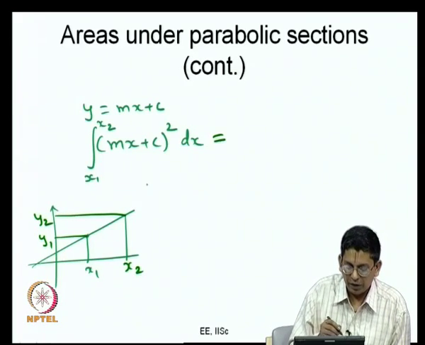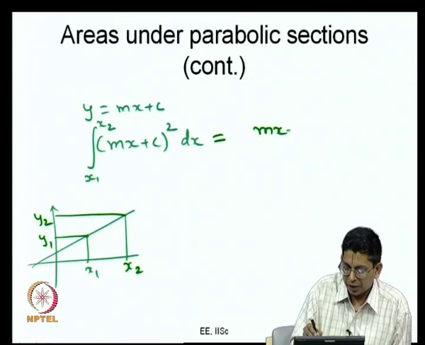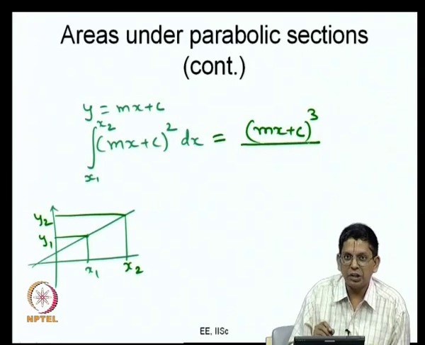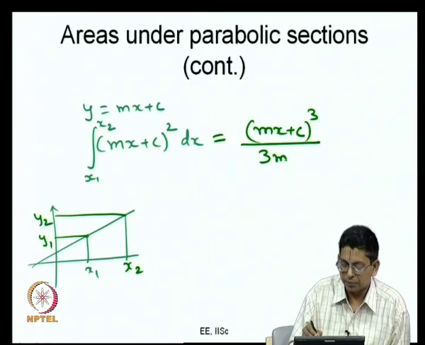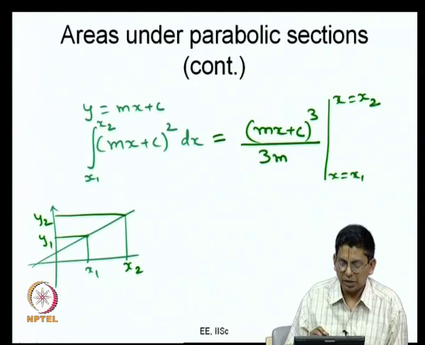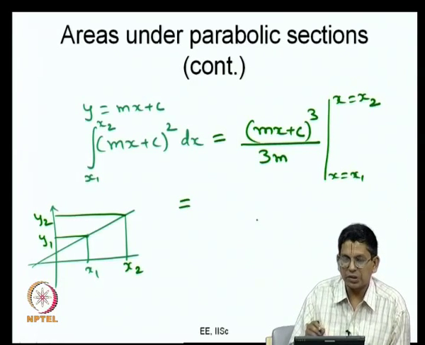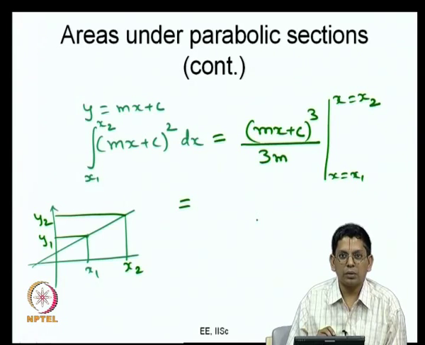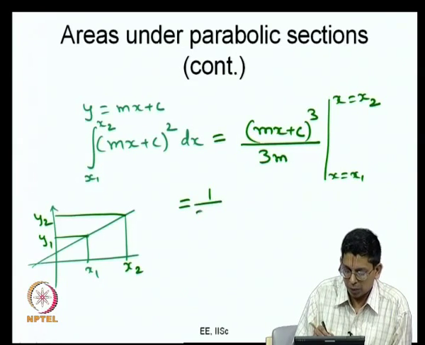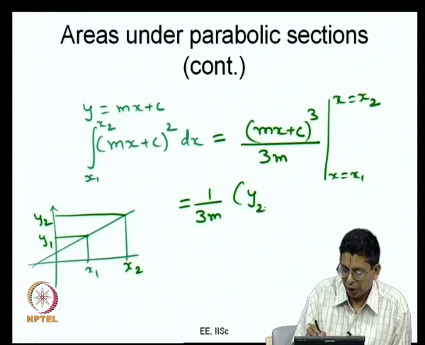So, what do I get here? If I integrate this function, mx plus c is the equation of the straight line that I have squared. So integrating this, it is going to be mx plus c the whole cube divided by 3m, evaluated in the interval x equal to x1 and x equal to x2. What is mx plus c? At x equal to x1 it is y1, and the other one is y2. So effectively it is 1 upon 3m multiplied by y2 cube minus y1 cube.